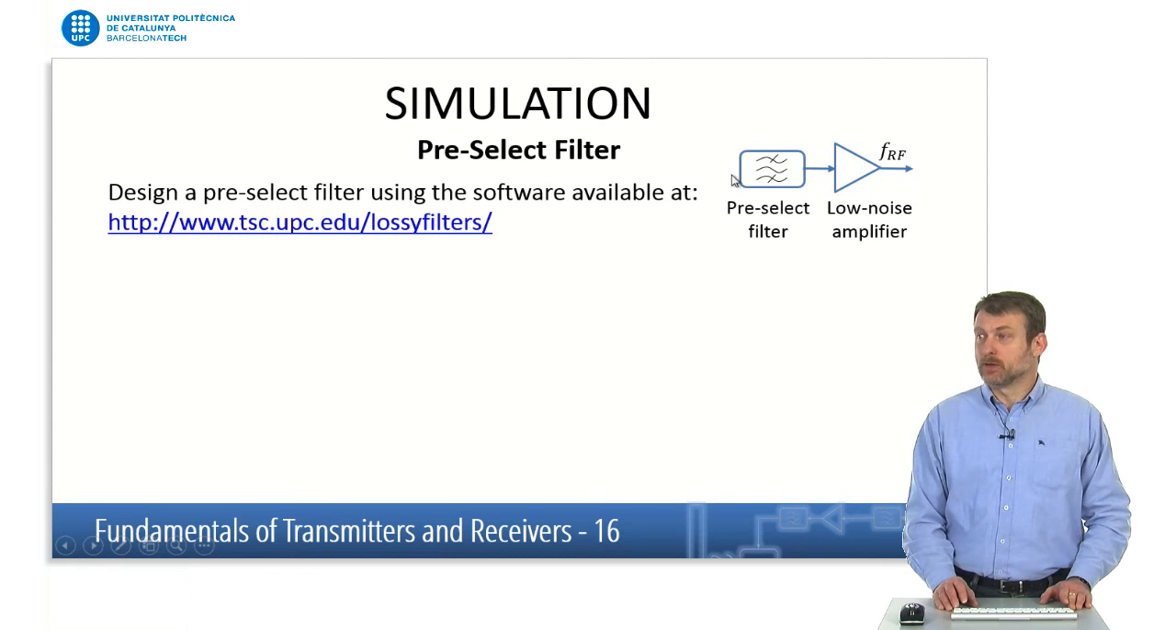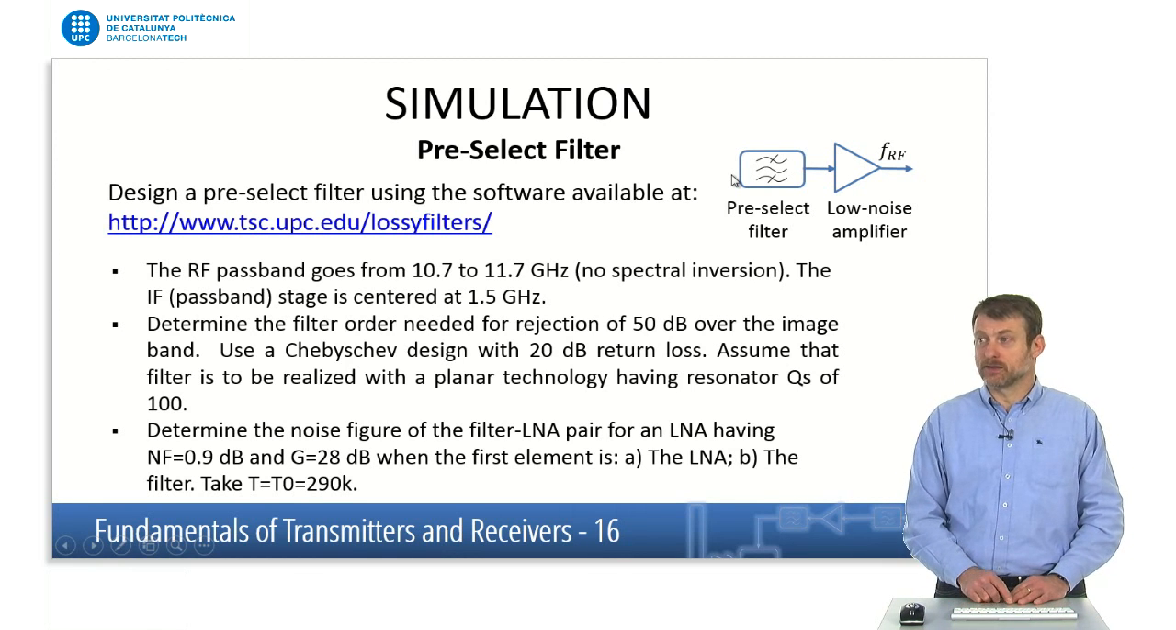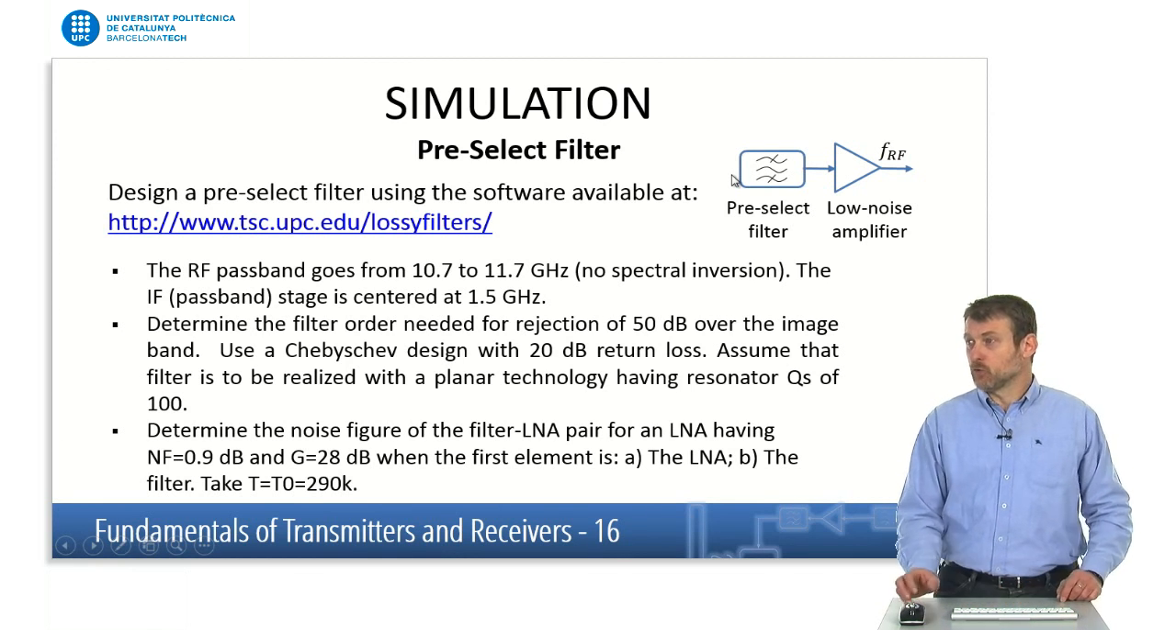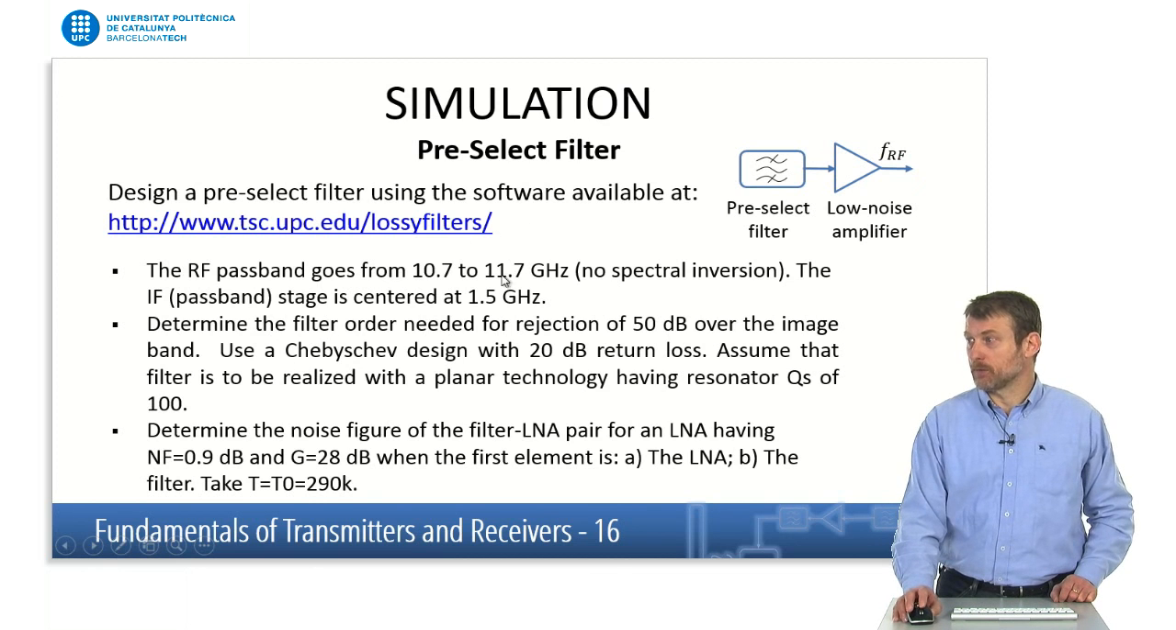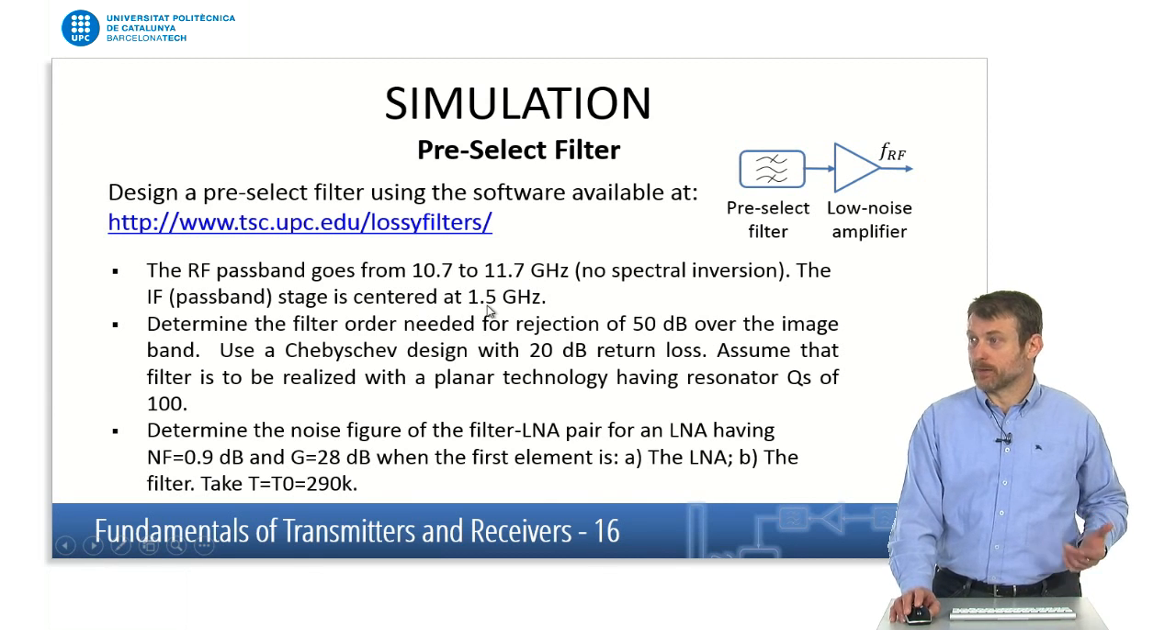And I invite you to follow my step-by-step design procedure. You can do that by downloading the free software that you can find in this web page. We will be analyzing this case. We have an RF signal whose passband goes from 10.7 to 11.7 gigahertz, and we want to down convert it to an IF centered at 1.5 gigahertz without spectral inversion.